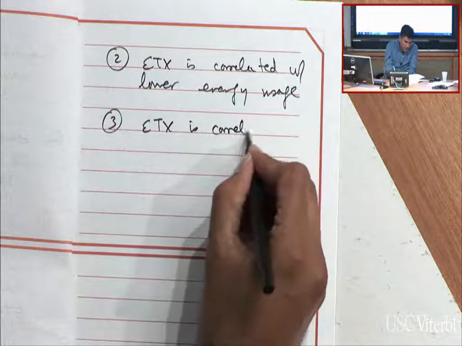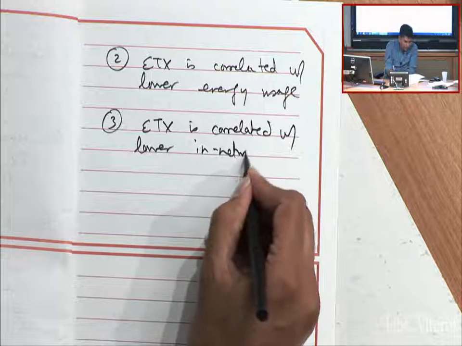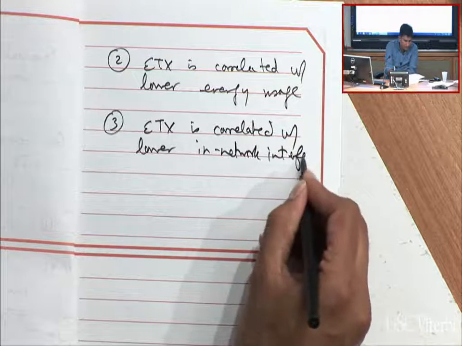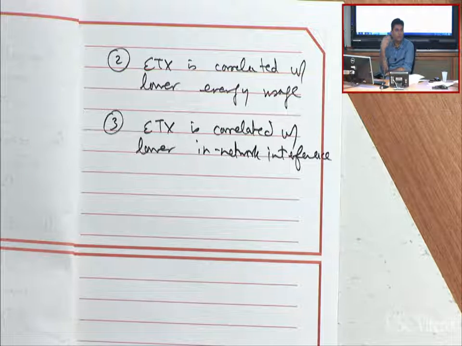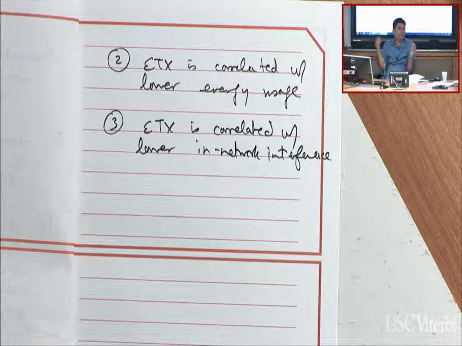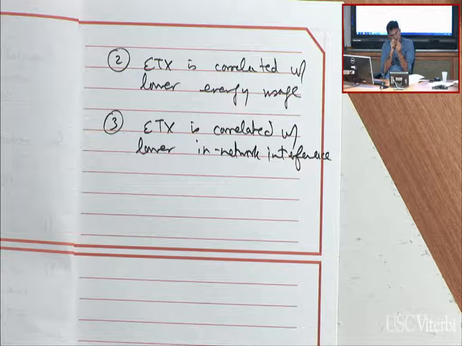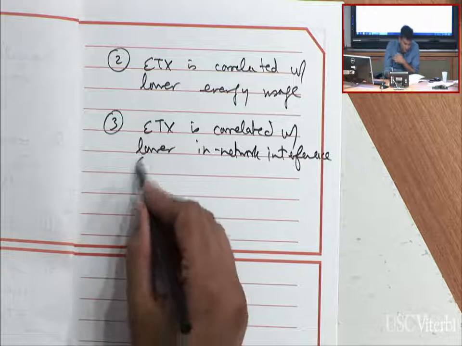ETX is correlated with lower in-network interference. So if you preferentially select links that are less likely to need repeated transmissions, you're reducing the number of total transmissions in your network, which means you're reducing the interference between links within your network. Okay? So not only does it solve the physical layer problem of picking good quality links, it's also solving the link layer problem of reducing interlink interference.